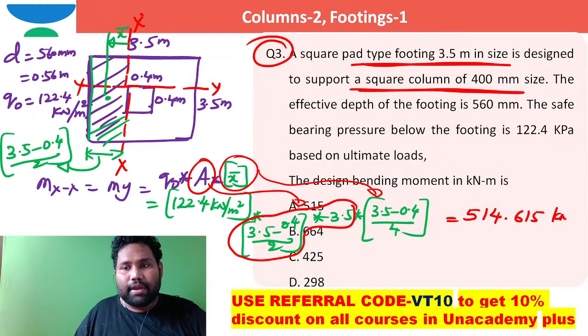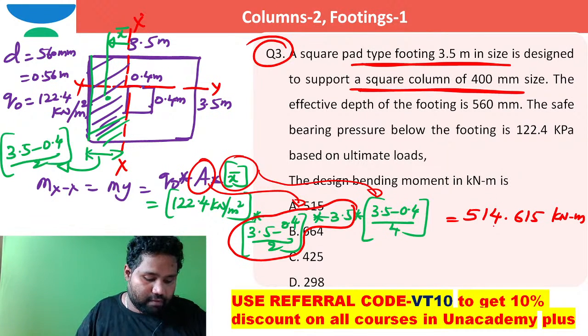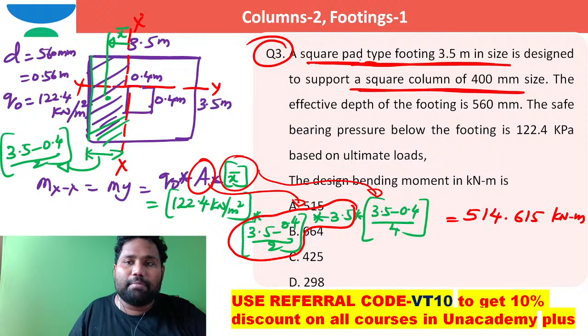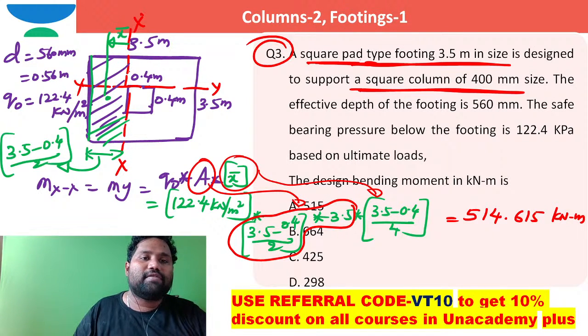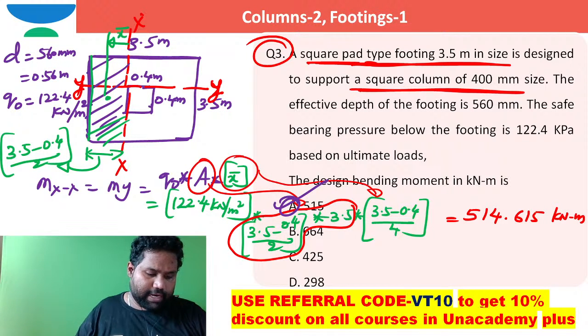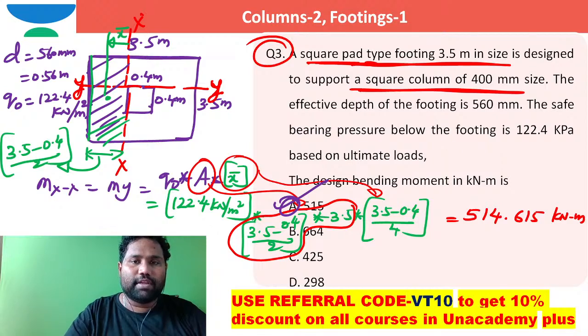514.615 kilonewton meter. This is the bending moment with respect to x axis or y axis, because it is a square type of footing or pad type of footing. In this case, the maximum bending moment possible with respect to x axis or y axis, the design bending moment, is one and the same, right? So directly I can pick option A itself as the correct option. Is that okay? Shall I move to the next question? Moving to the next question.